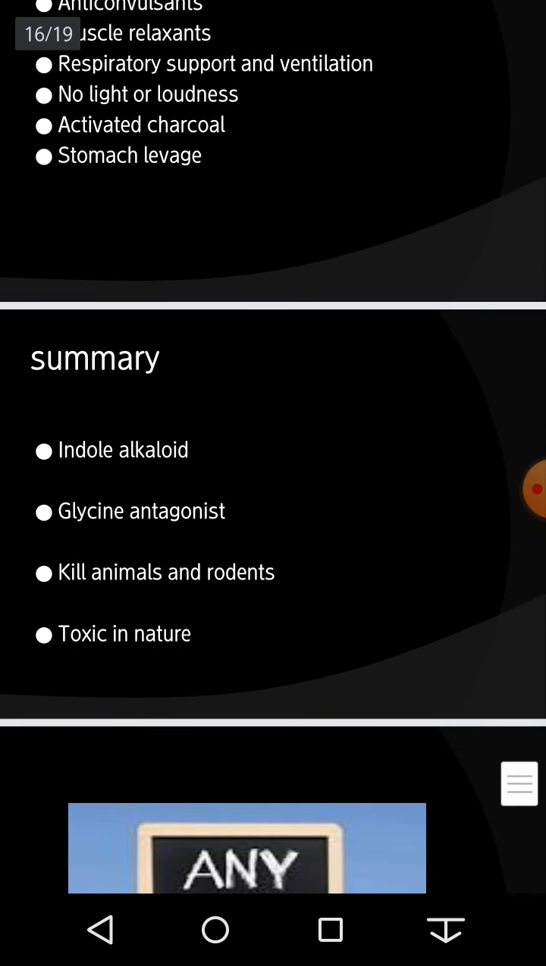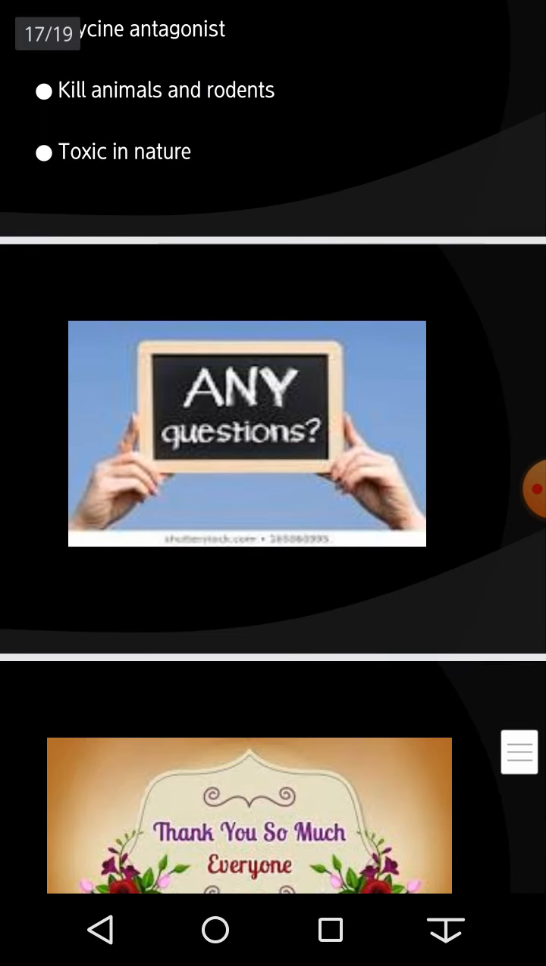Now, summary: indole alkaloid, glycine antagonist, kills animals and rodents, toxic in nature.